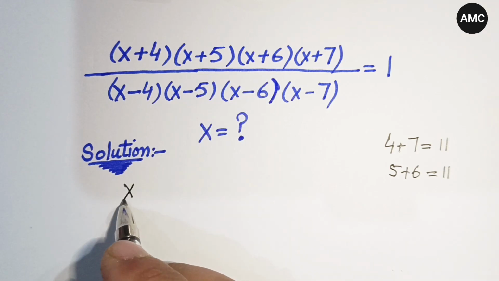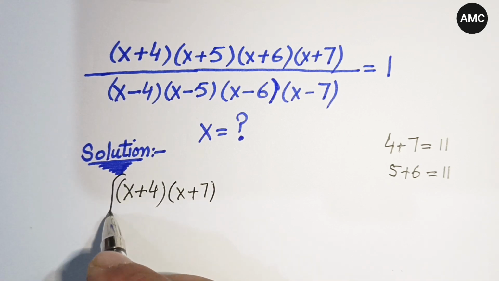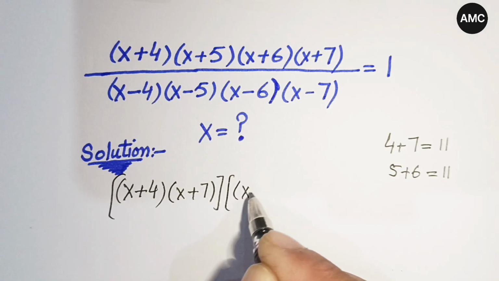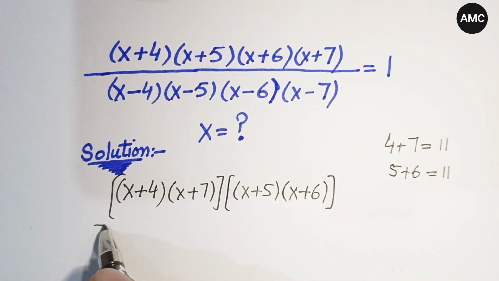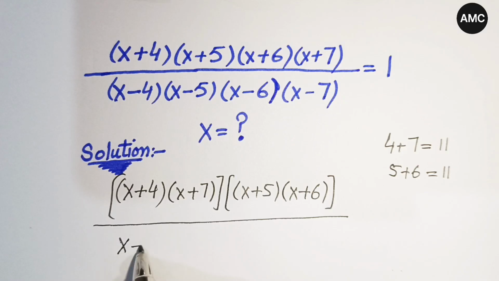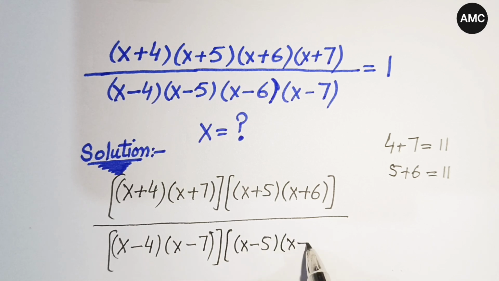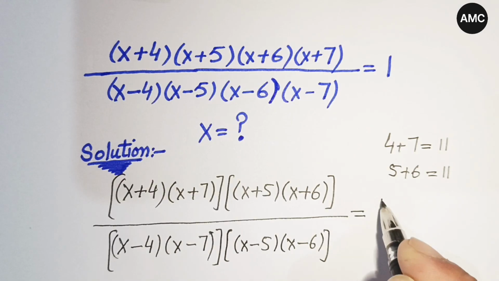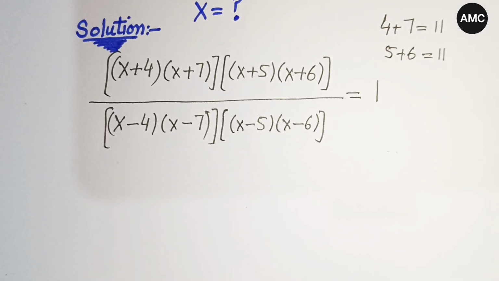So here we have (x+4)(x+7) and (x+5)(x+6), all over (x-4)(x-7) times (x-5) times (x-6), is equal to 1.